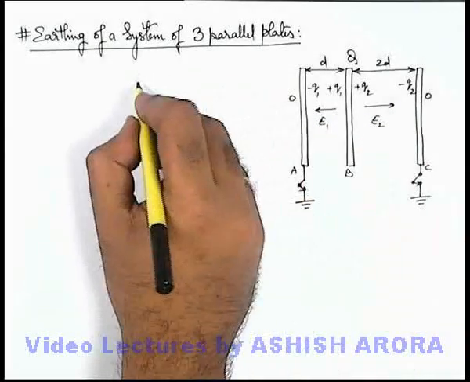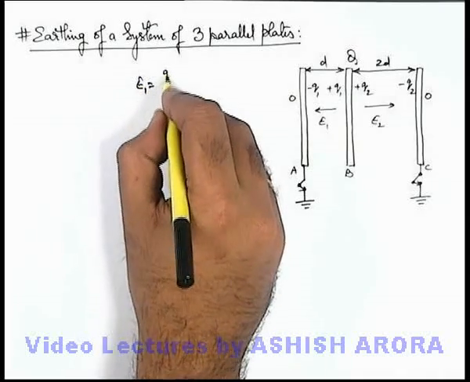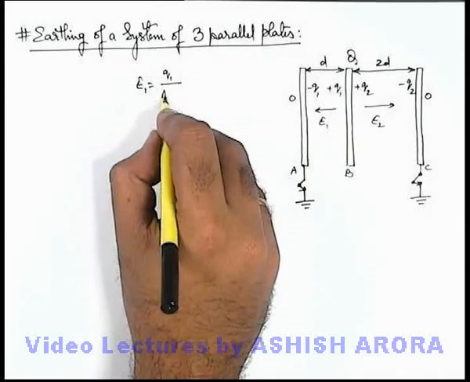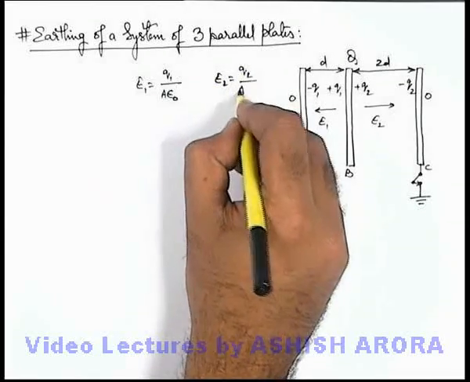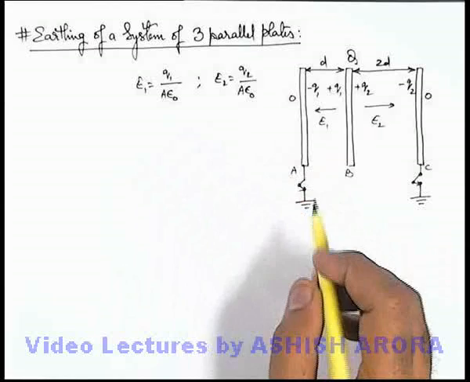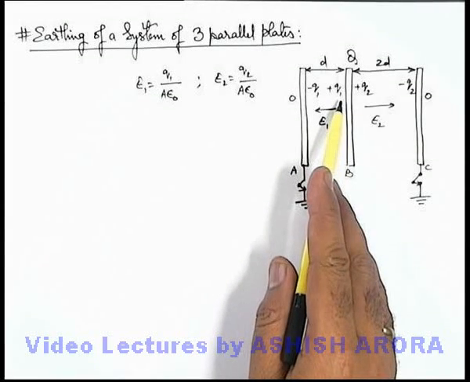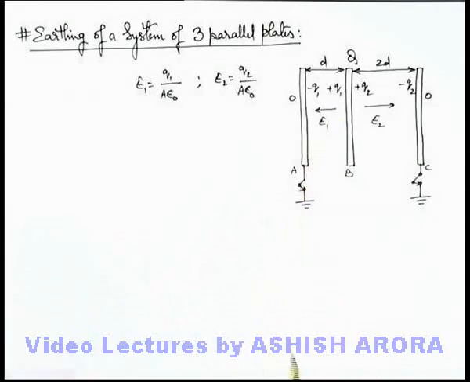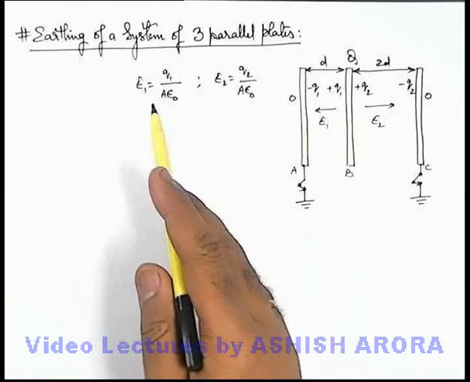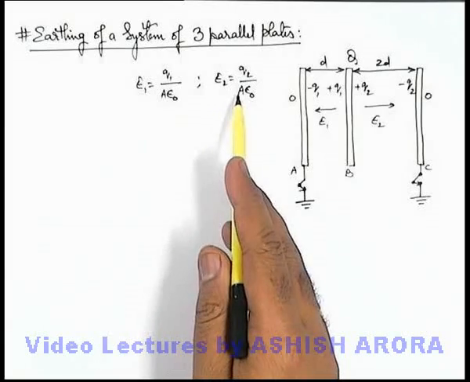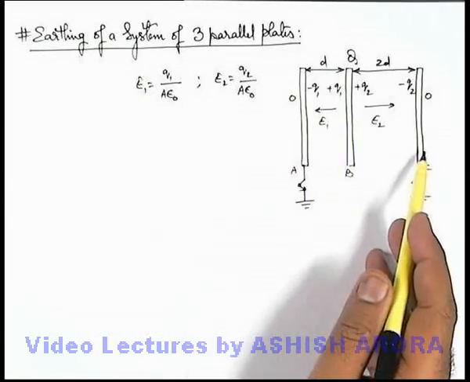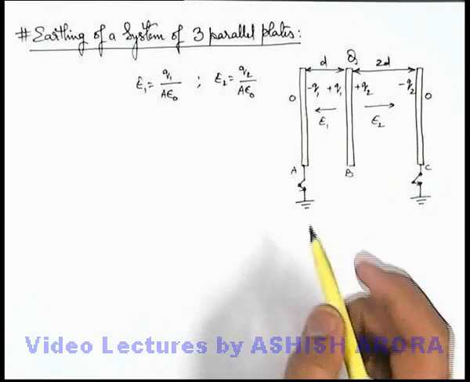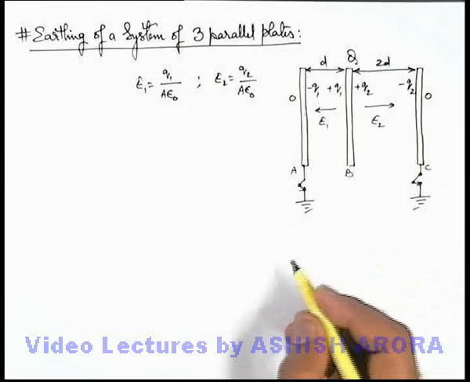And here value of electric field E1 we can simply write as Q1 by A epsilon naught and E2 can be written as Q2 by A epsilon naught, because we know that due to metal surface, if charge density is sigma, the electric field in front of the metal surface is sigma by epsilon naught. So in this situation, if these are the electric fields, uniform electric fields in front of the plate A and C, then here we can see that potential of earth connection is 0.